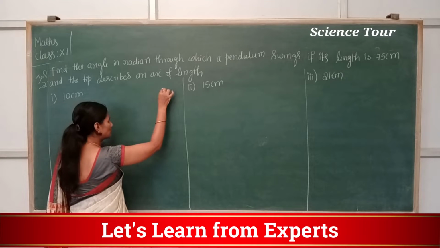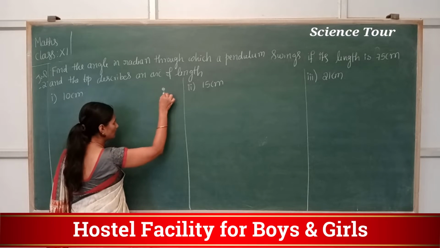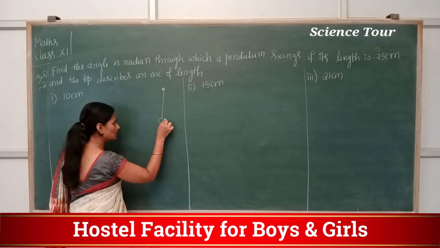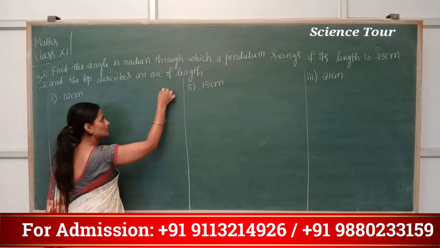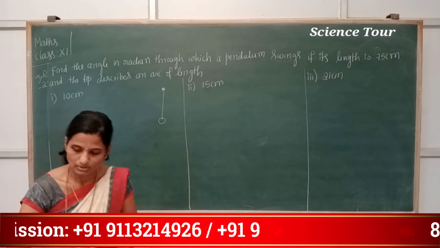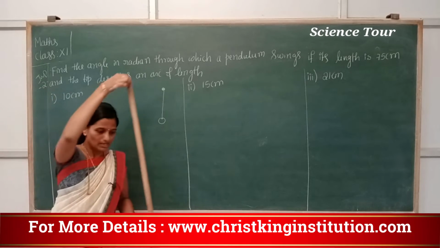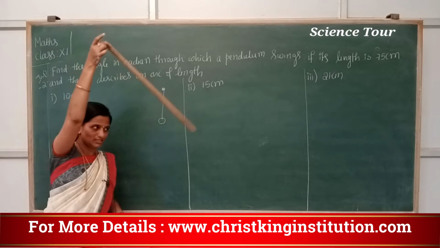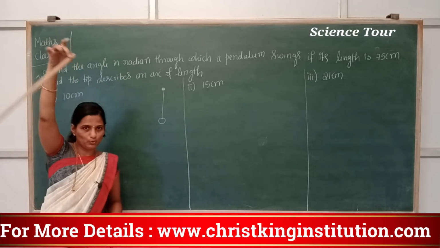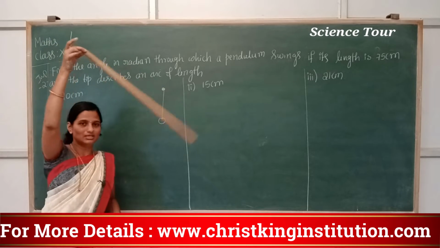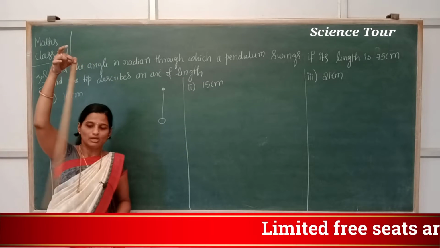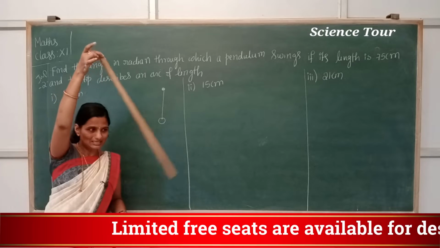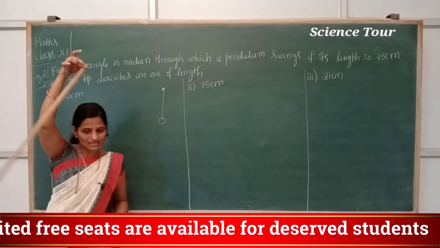Pendulum you know. This is your fixed point and this is your pendulum. Correct? So like this the pendulum swings. This pendulum you have seen in the physics lab. So pendulum means like this it swings.